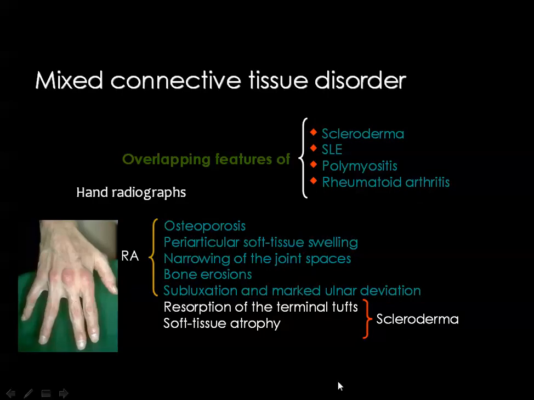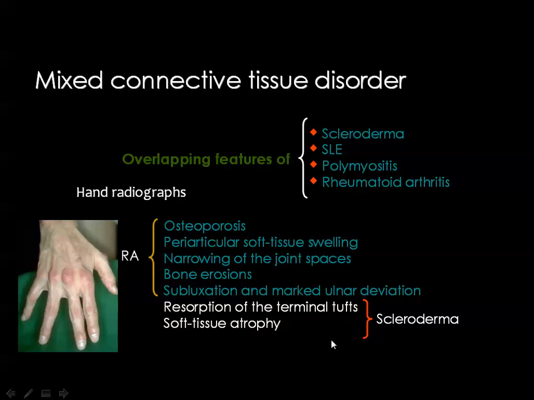And mixed connective tissue disorder is a disease that has overlapping features of many of the previously mentioned arthropathies, including scleroderma, systemic lupus erythematosus, polymyositis, and rheumatoid arthritis. Manifestations similar to rheumatoid include osteoporosis, periarticular soft tissue swelling, narrowing of the joint spaces, bone erosion, subluxation, and ulnar deviation.